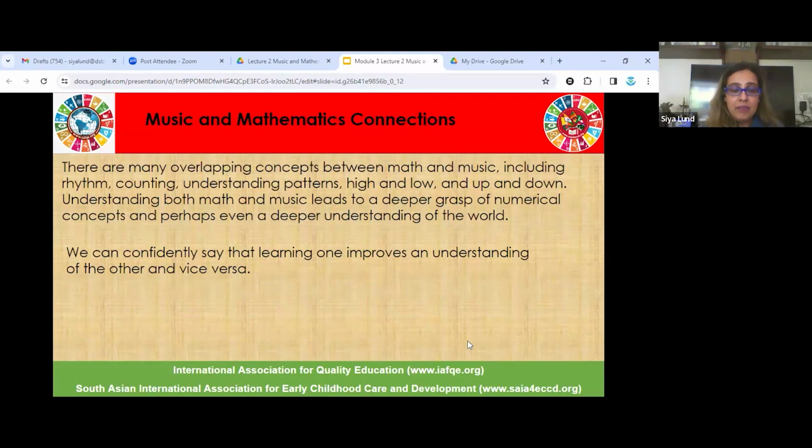So definitely we found out that there are many overlapping concepts between math and music, including rhythm, counting, understanding patterns, high and low, up and down, because music has all of this, right? And understanding that both math and music have numerical concepts and perhaps even a deeper understanding of the world. And so now we can confidently say that learning one of the two improves an understanding of the other, and vice versa, right?